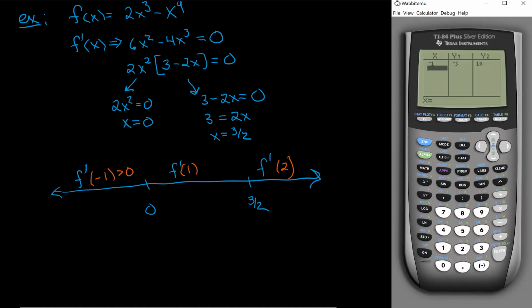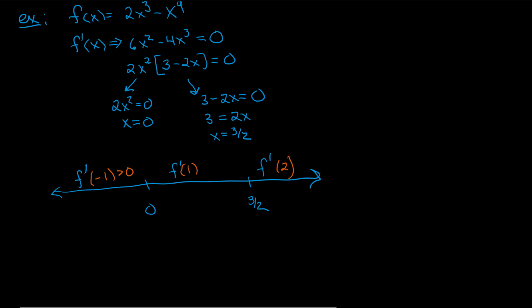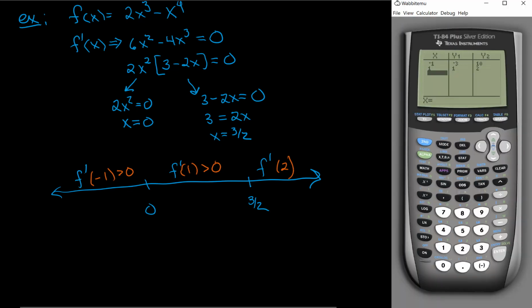When I then move to my middle interval, I'm going to use a value of x equals 1. Then I'm going to look at my derivative, which is my y2 value. Well, that's kind of weird. This is positive as well. That's entirely possible. They do not always alternate positive, negative, positive, negative. It's entirely possible for all three of these derivatives to be positive, for all three of them to be negative, or for them to alternate.